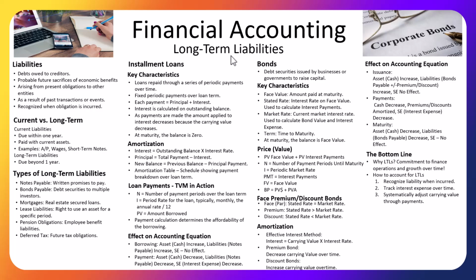If you look at your slide, we'll see that first we'll cover liabilities. We'll talk about the difference between current and long-term liabilities. We'll get into installment loans, where we'll talk about their key characteristics, what we mean by amortizations, how loan payments are determined, and the effect that installment loans have on the accounting equation. We'll finish up the presentation by talking about bonds, their key characteristics, what we mean by amortization as related to bonds, how the price is determined, and the effect that bonds have on the accounting equation.